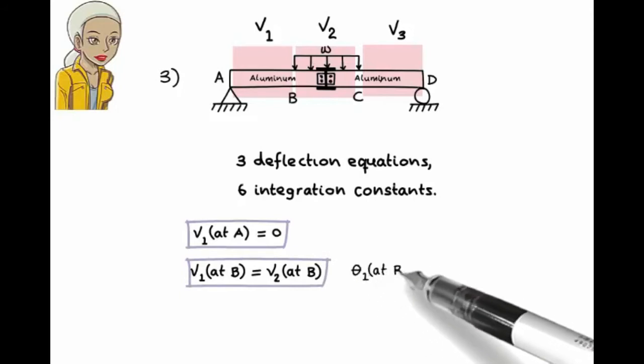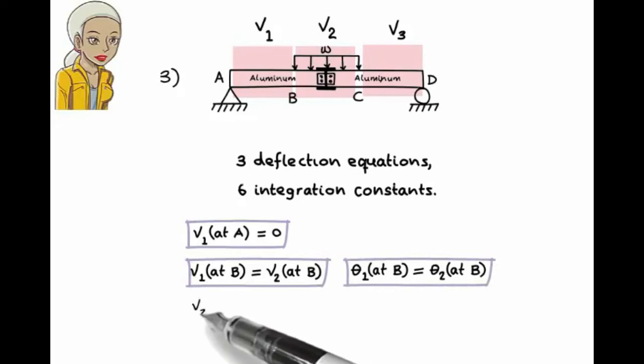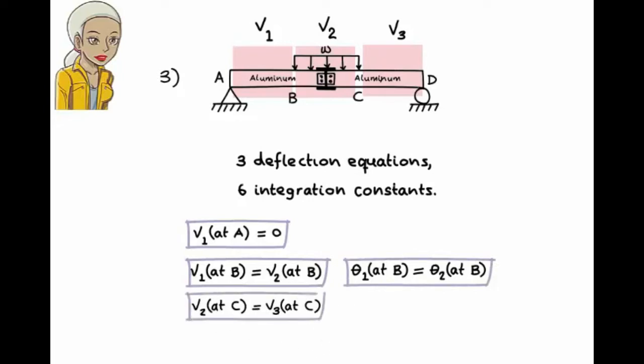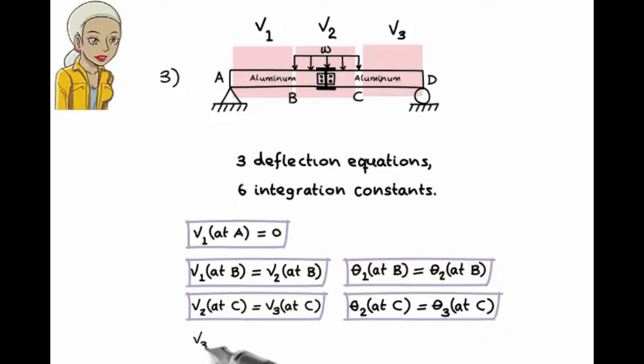Slope at B must also be continuous. Deflection at C must be continuous. Slope at C must also be continuous. Deflection at the roller support must be 0.